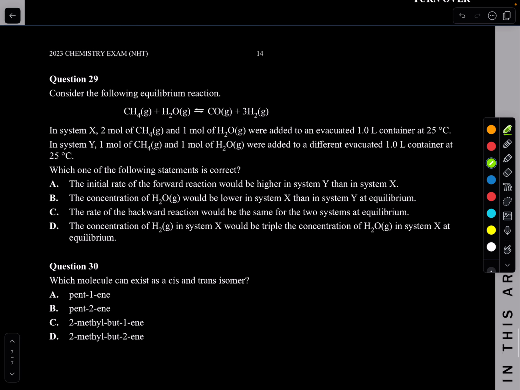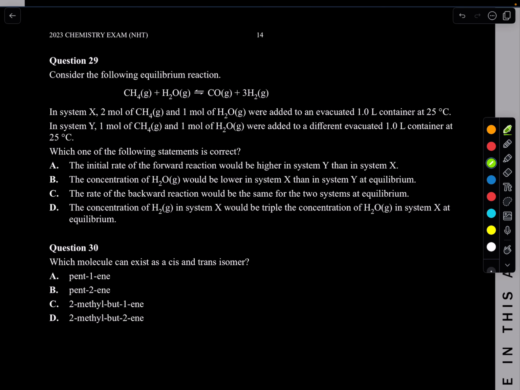Beautiful. Next question, 29. Consider the following equilibrium reaction. All right. So in system X, 2 moles of CH4 and 1 mole of H2O were added to an evacuated 1 liter container at 25 degrees Celsius. In system Y, 1 mole of CH4 and 1 mole of H2O were added to a different evacuated 1 liter container at 25 degrees Celsius. Which of the following statements is correct? A, the initial rate of the forward reaction would be higher in Y than X.